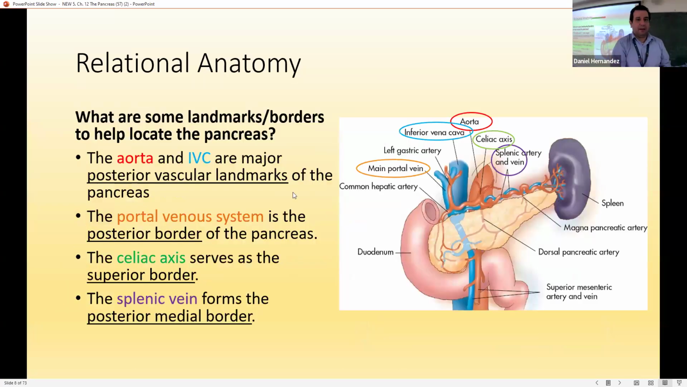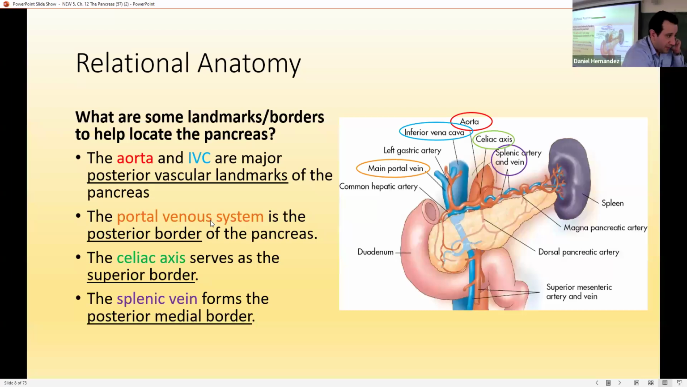But really, I've found a lot of board questions focus more on the vascular anatomy, understanding how the vasculature delineates and creates some of the borders of these various organs. The aorta and IVC are both going to be posterior, so the pancreas is going to stay anterior to both of those vascular structures.